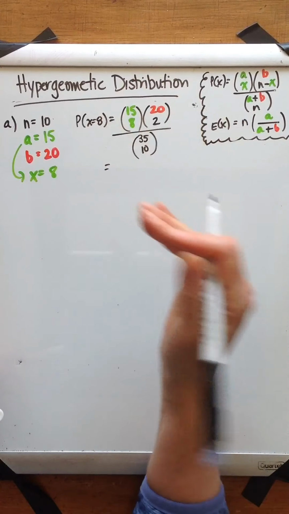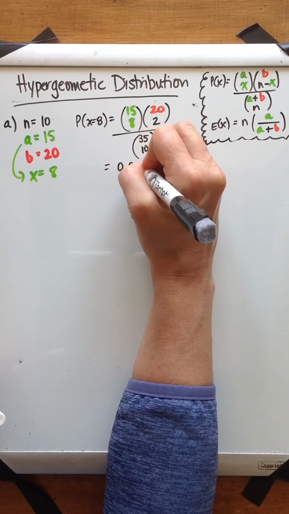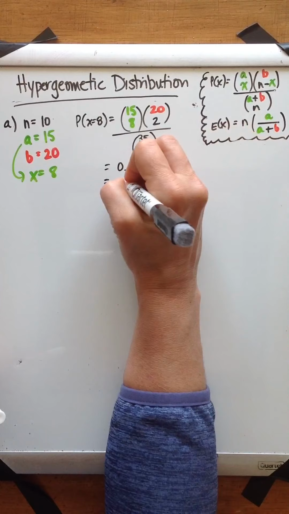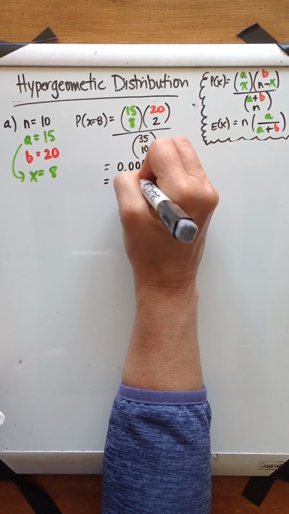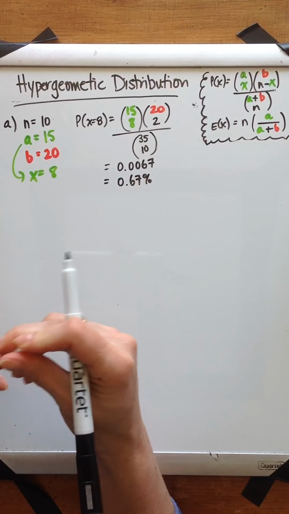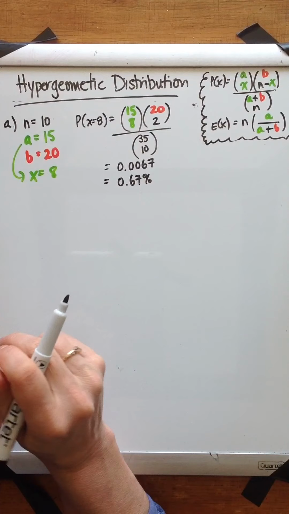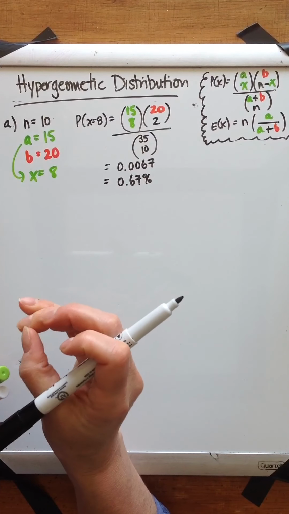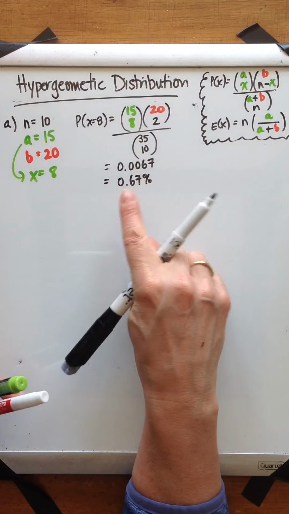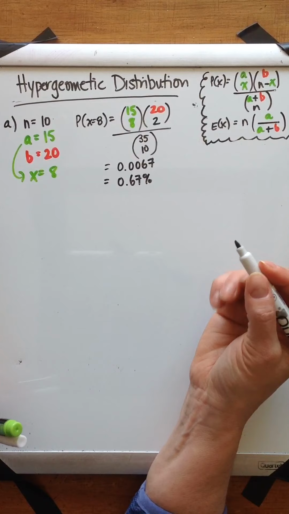So again, make sure you can do this in your calculator properly. You should end up with a decimal that looks like this. You can multiply it by 100% to get 0.67%. So again, the context is 35 tacks altogether, 15 are red, 20 are blue. What's your probability of drawing 8 red ones if you only pick out 10? And it's pretty small. Red is also the minority here when you're looking at the 2 colors. They're not there in equal proportions.